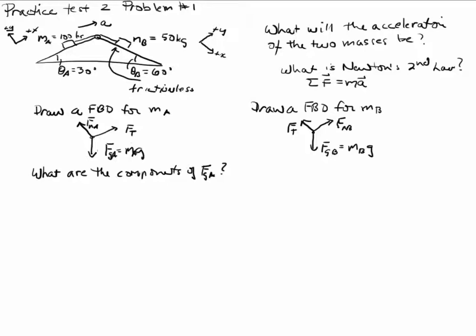What are the components of the force of gravity on mass A? We have the force GAX, the X component, which is simply the force of gravity on mass A times the sine of theta A. And then the Y component, the force of gravity on mass A times the cosine of theta A. You should be able to convince yourself that it is a sine theta A and a cosine theta A. Sine theta A for X, cosine theta A for Y.